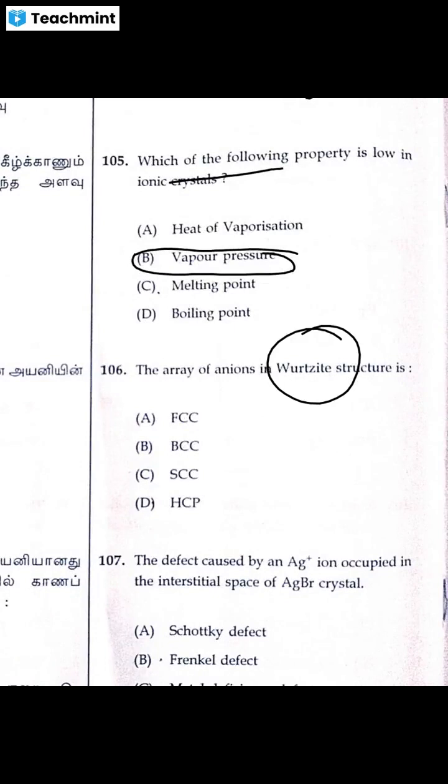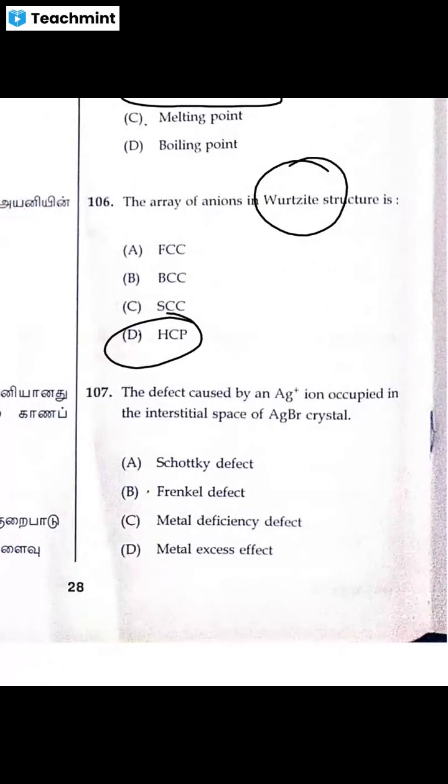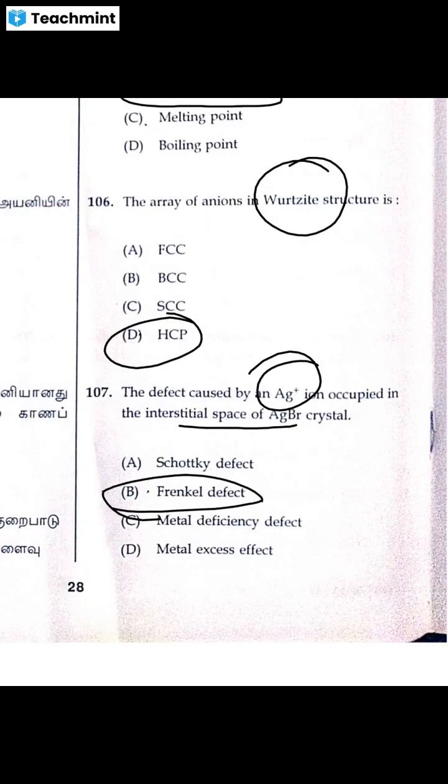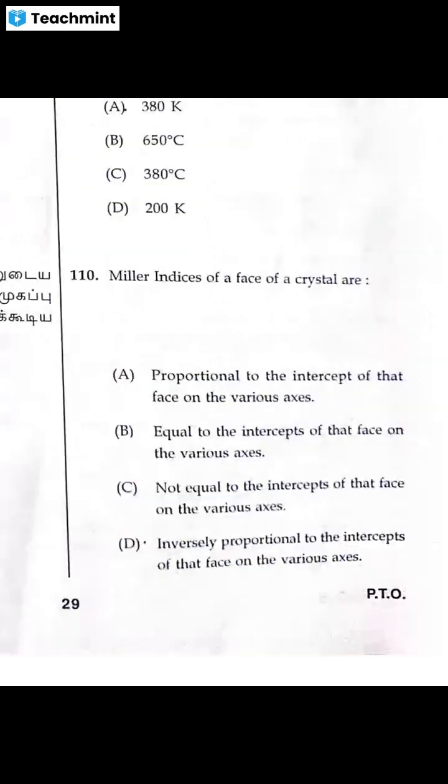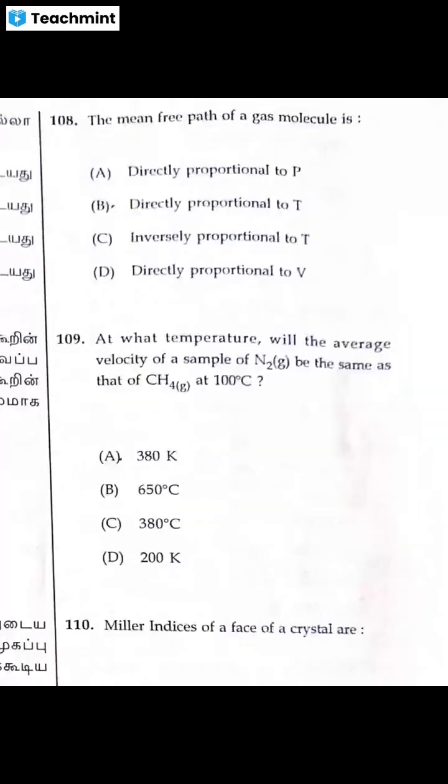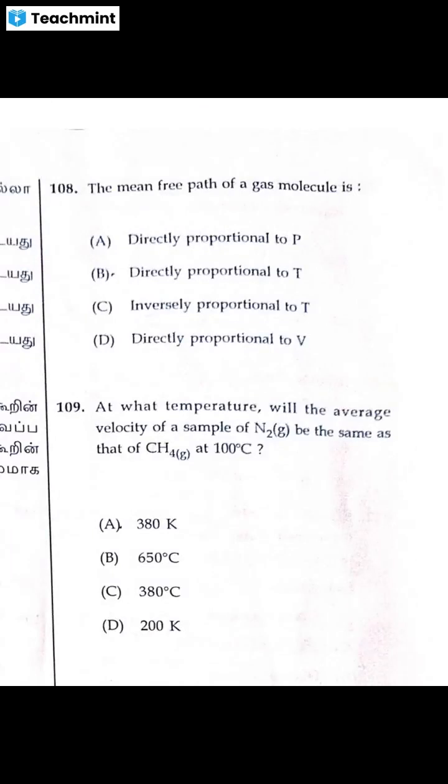In problem number 106, wurtzite, that is an HCP arrangement. All these come in order when you put them in solid state, HCP arrangement. Next one, then 107. Ag is occupied in the interstitial position. Occupying the interstitial position, so direct questions, that is a Frenkel defect. This is the mean free path. And gas molecules' kinetic energy is directly proportional to temperature.